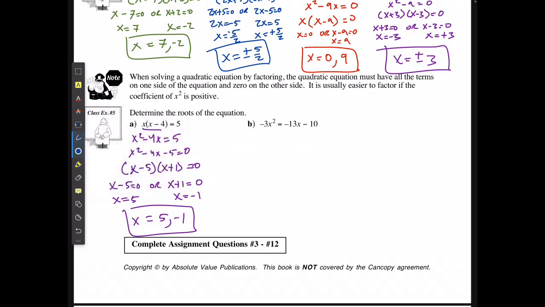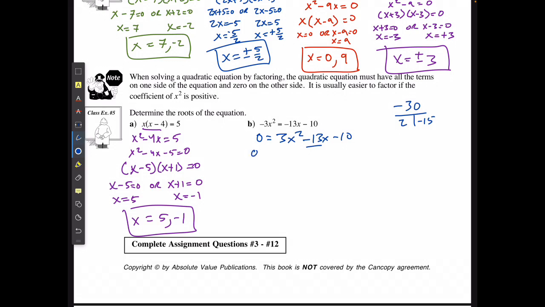In the second case, because x squared is negative, I'm actually going to move everything to the right-hand side, and I can still solve it. 0 is equal to 3x squared minus 13x minus 10. Well, this one I'm going to have to do by decomposition. I'm going to take the 3 times negative 10 and get negative 30, and I need two factors of negative 30 that add up to negative 13, and I'm going to use 2 and negative 15.